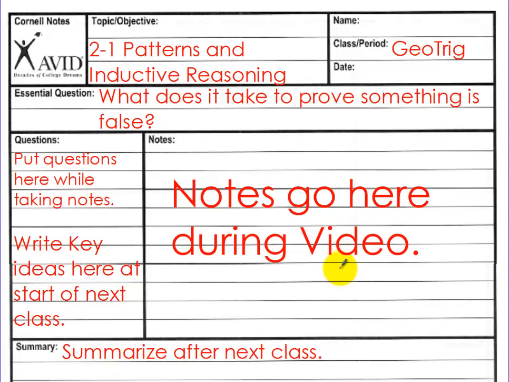Welcome, GeoTrig. This is section 2-1, Patterns and Inductive Reasoning. The essential question is, what does it take to prove something is false?